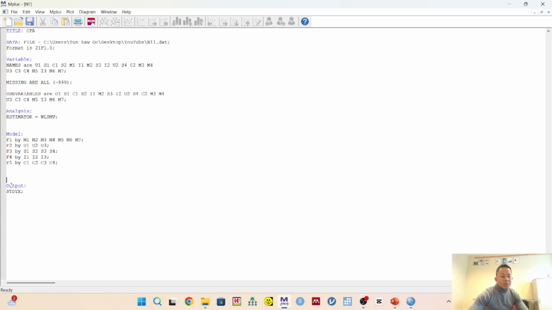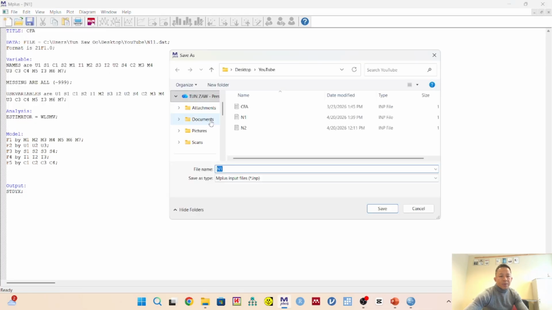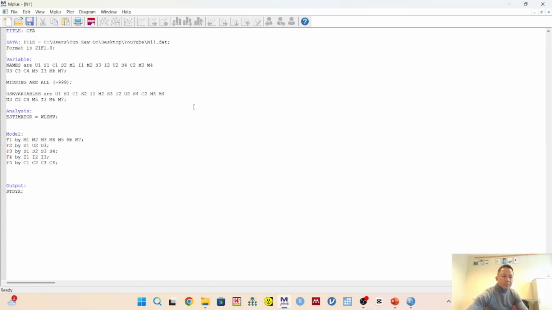I plan to run a standardized model, that's why STDYX. Let us save it. Actually, I already saved this one as N1. We can check it out. It is N1 already. If I save it again, it will replace the same name. Now I will run it.